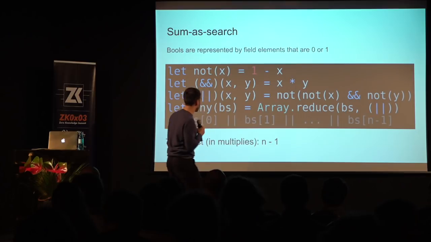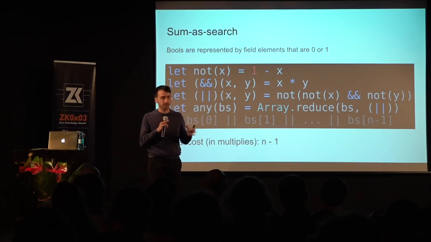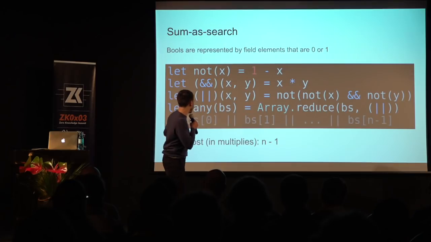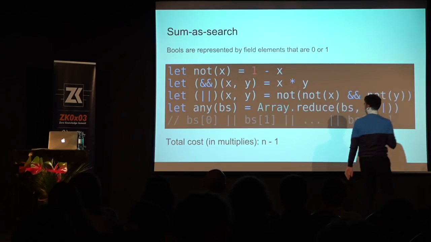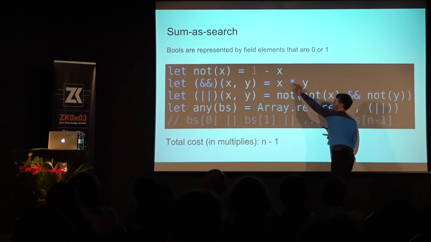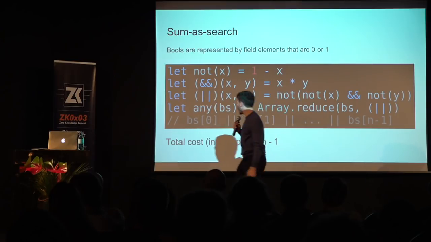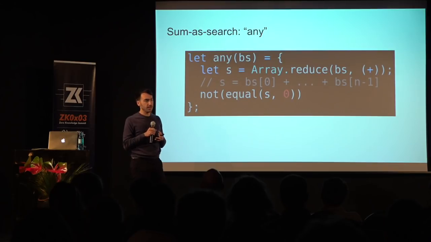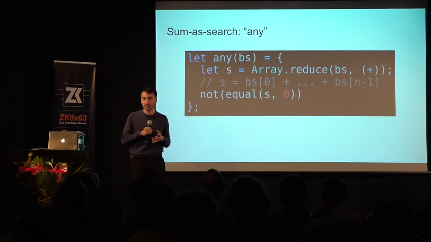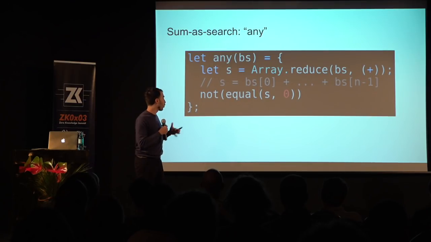What's the total cost of this? Remember, we only care about multiplication. This costs n-1 multiplications because each of these ors here costs 1 multiplication. So that's okay, I guess, but actually you can do even better. How much better? You can only use 2 multiplications regardless of how many things you're oring together.